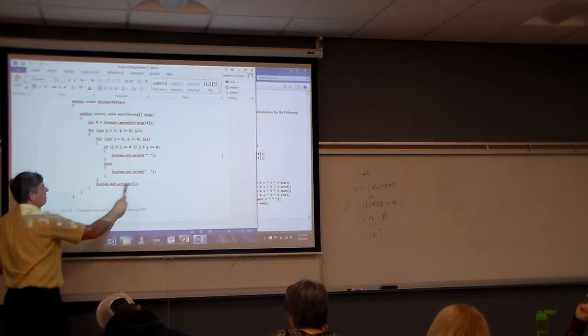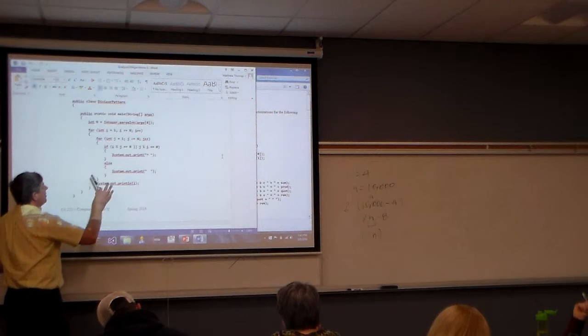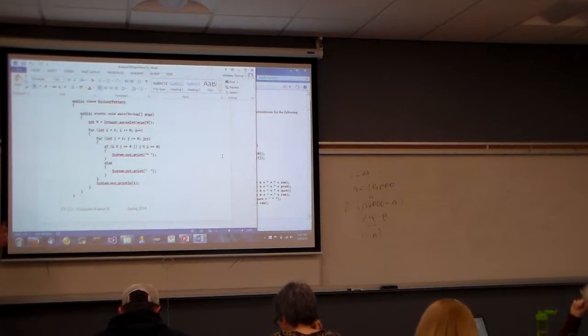How many times is this going to be executed? N times, right? All right, so if we're looking at big O again, it's still going to be just n squared.